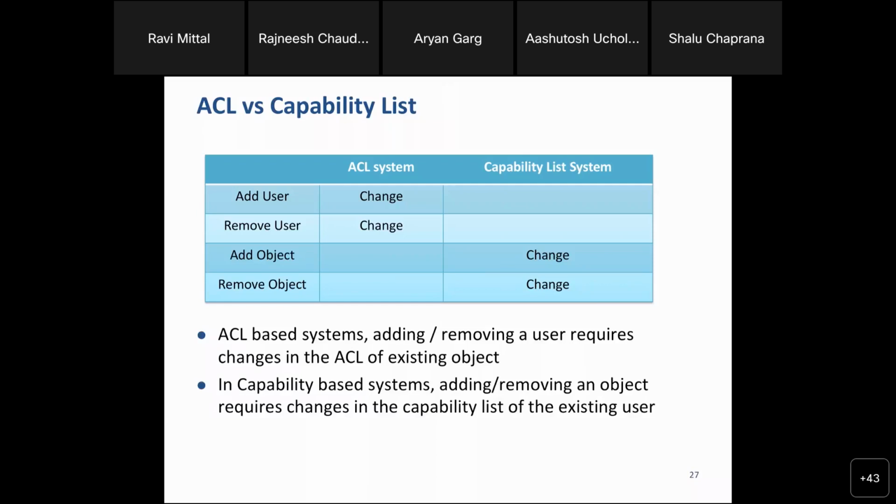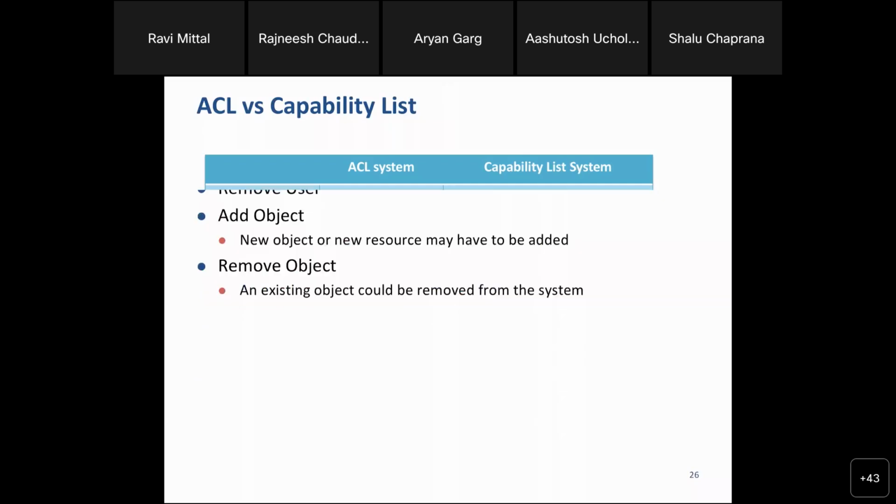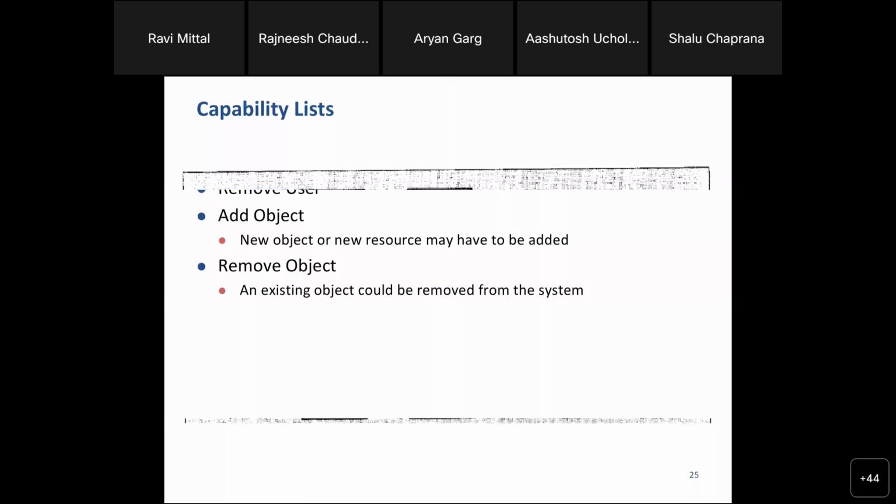All right. So we discussed that on the capability list and ACL we can do the following operations: add user, remove user, add object, remove object. These are the four operations, and we can see what works well under certain conditions, right?